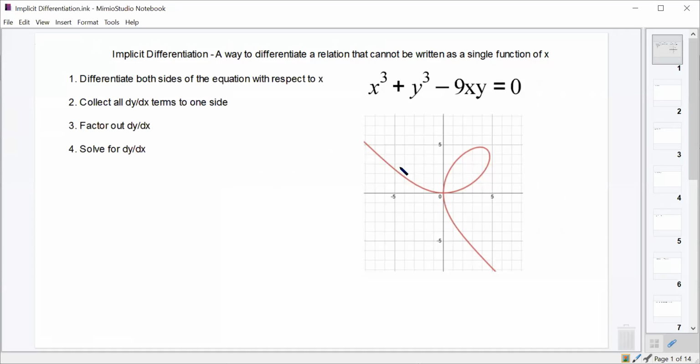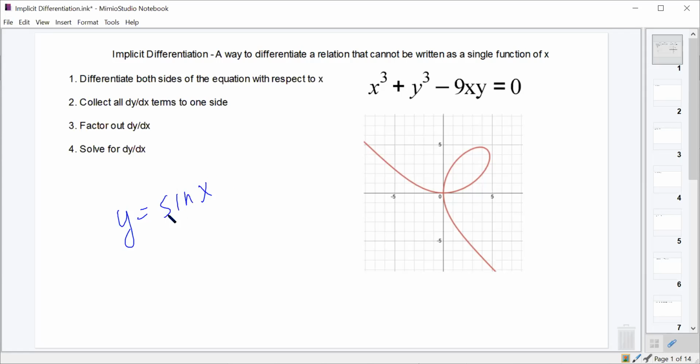So an implicitly defined equation is just an equation that does not necessarily pass the vertical line test. It's just not a function. It means that equation is not explicitly written as a single function of x. It can't be written like all the other ones, like we did y equals sine x, right?